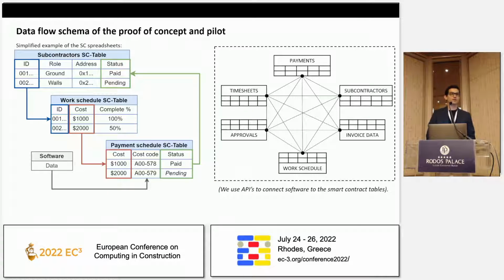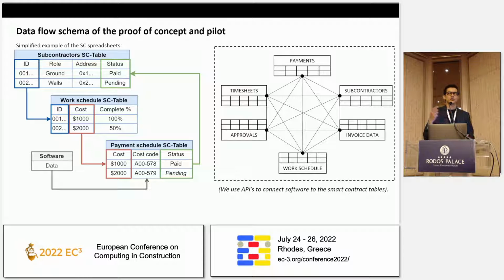So on a very basic level, how the data flow schema of those applications works, they're the same for my POC as the one used by the construction company, because I provided the general framework for them to use. And how it works on a very basic level is we convert smart contracts into spreadsheets. Then we link all of these smart contract spreadsheets together.